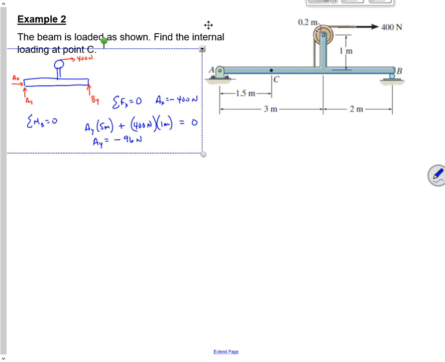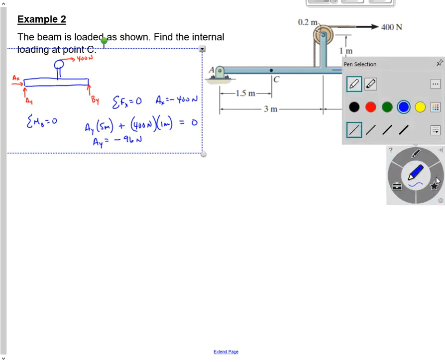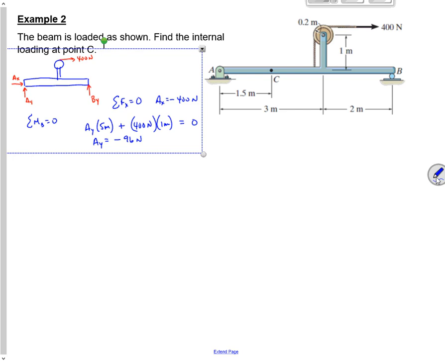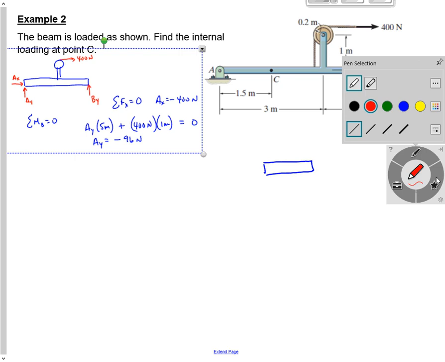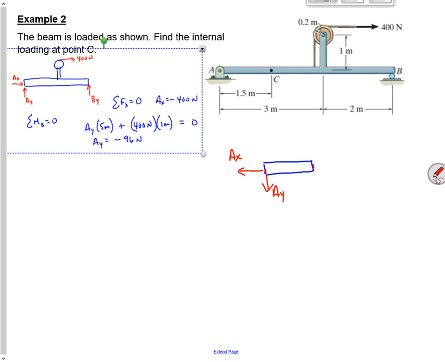So give ourselves a little bit more room to work this problem. So now we're going to section it. So I'm going to look at the section from A to C. So at A, I've got two forces. I've got this force pointing down. This is AY. I got this force pointing left. That's AX. So I'm going to get a shear force. I get a normal force. And I'm going to get a moment.